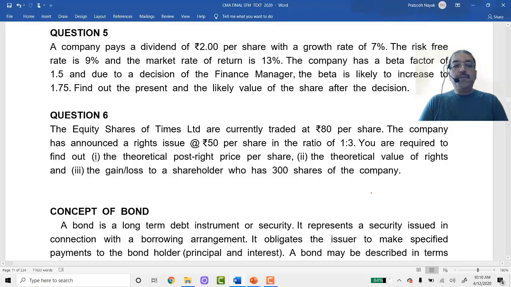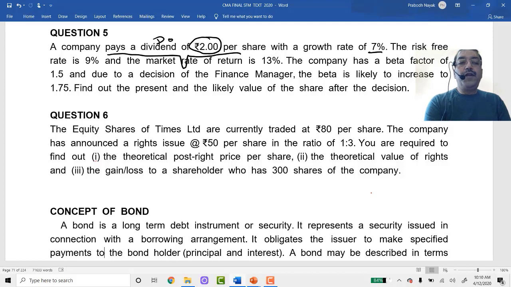Question 5. Company pays a dividend of 2 rupees per share. Whenever this statement comes, whatever this 2 rupees is, this is D0. Growth rate of 7%. Risk-free rate RF is 9%. Market rate of return RM is 13%. Company has a beta factor of 1.5. Due to a decision of the finance manager, beta is likely to increase to 1.75. Find out the present value and the likely value of the share after the decision.